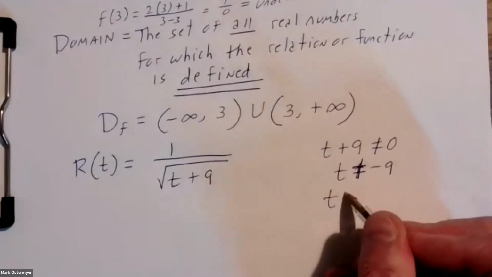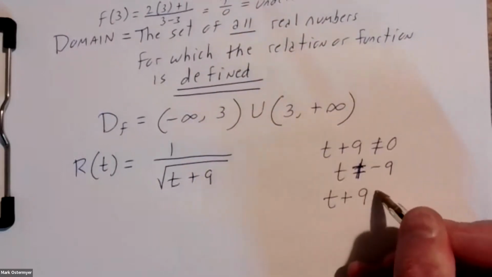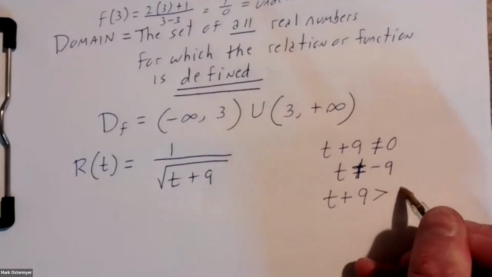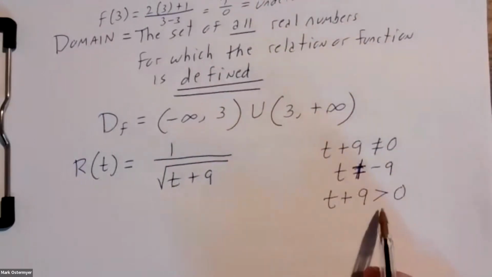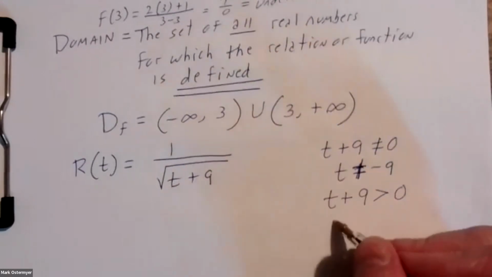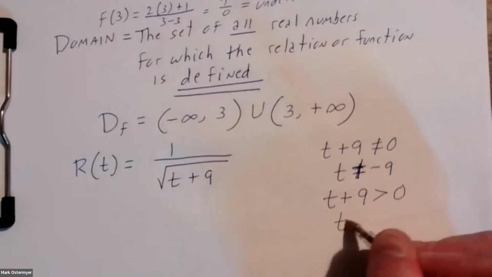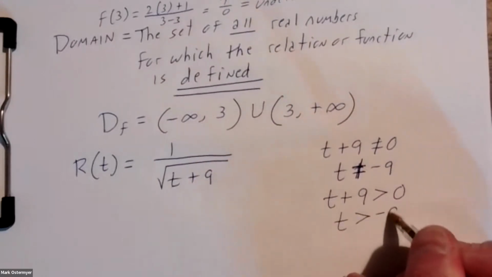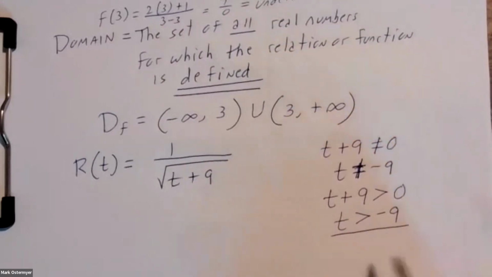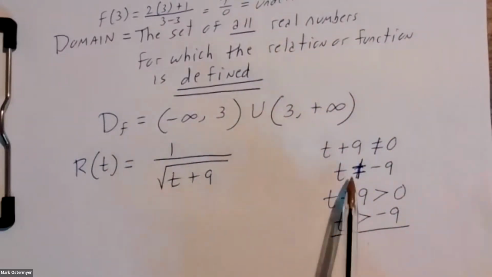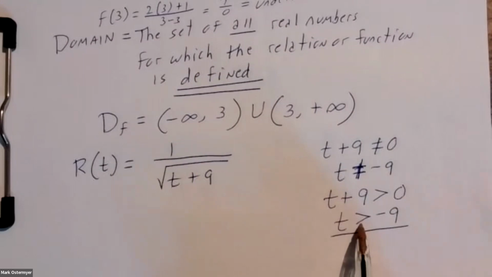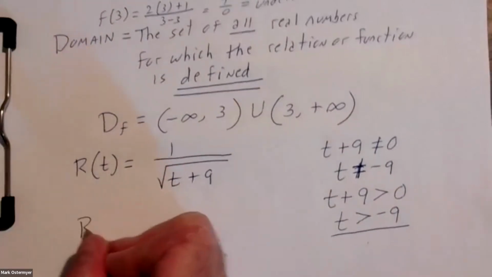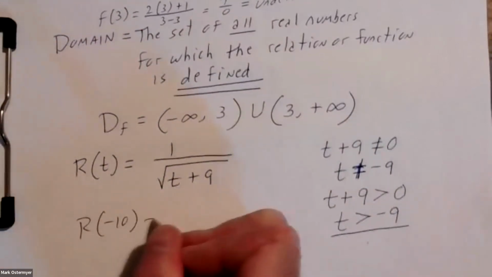So we must not only insist that t plus 9 not be equal to 0, but we must insist specifically that t plus 9 always be strictly greater than 0. When you solve this inequality by subtracting 9 from both sides, t must be strictly greater than negative 9. So not only can t not be equal to negative 9, but it must be strictly greater than negative 9. If you try to evaluate this function for anything less than negative 9, like if you try to put negative 10 into this function, let's see what happens.